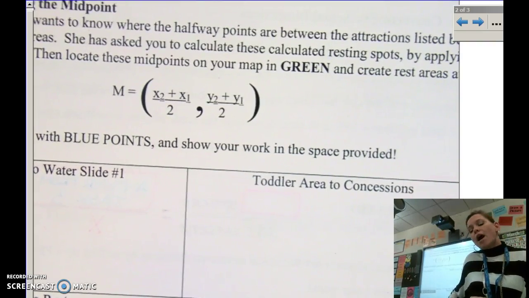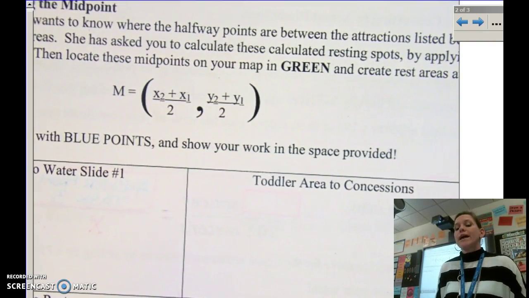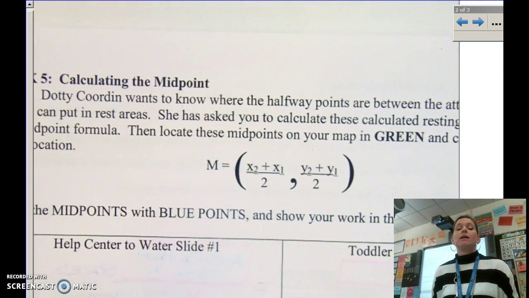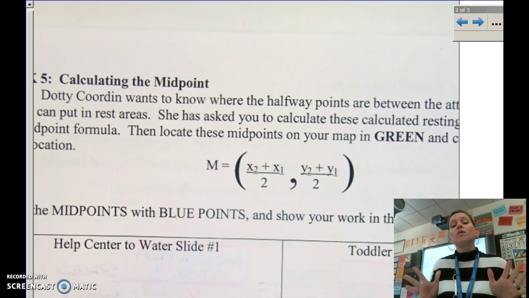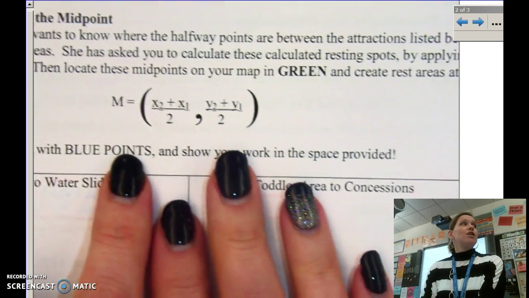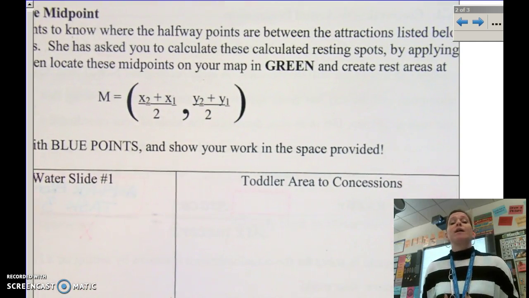Okay, ladies and gentlemen, today your task number 5 is going to ask you to calculate the midpoint. And a lot of you are probably like, we haven't done this yet, Mrs. Meyer. And guess what, guys? It's okay. I bet if you read through it and look at the formula, you'll have no problems figuring out how to find the midpoint.